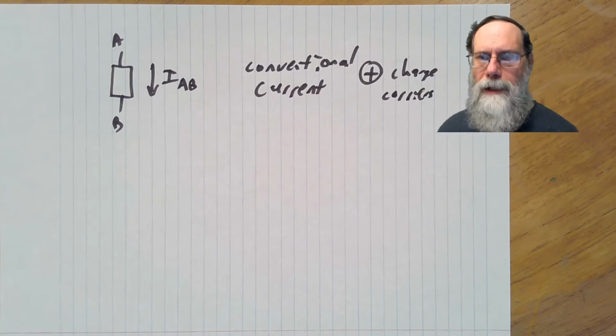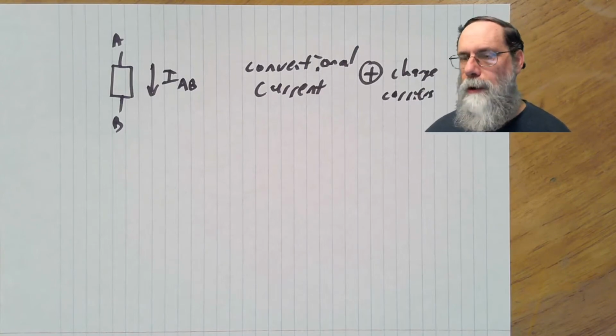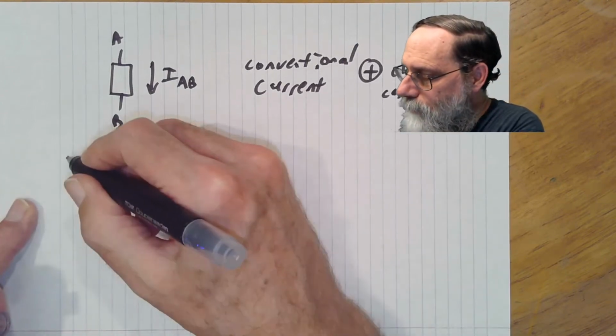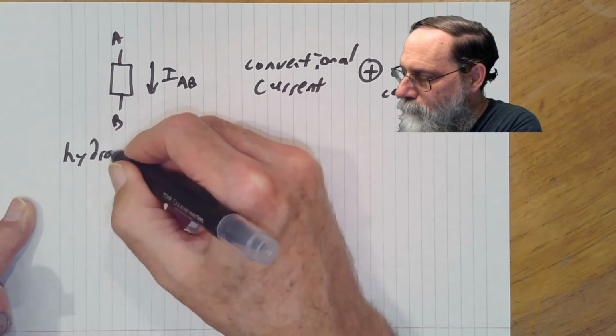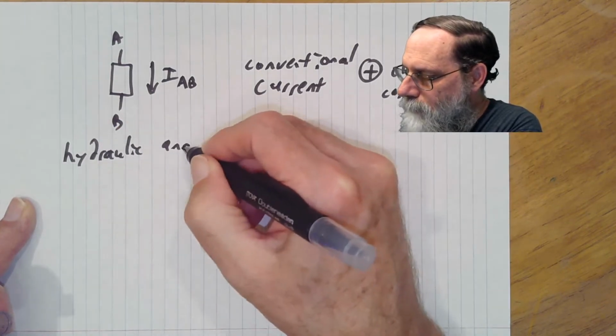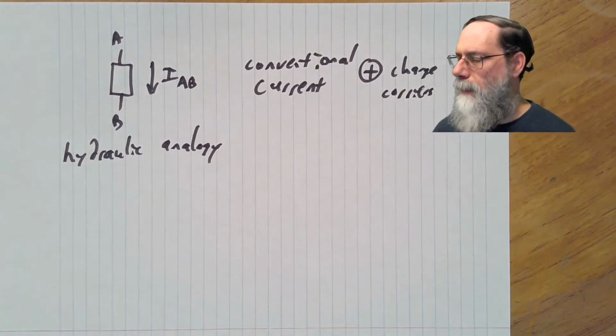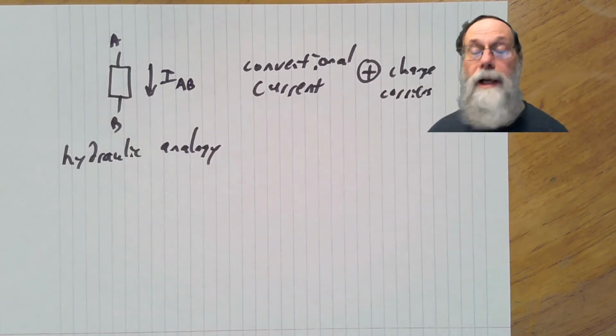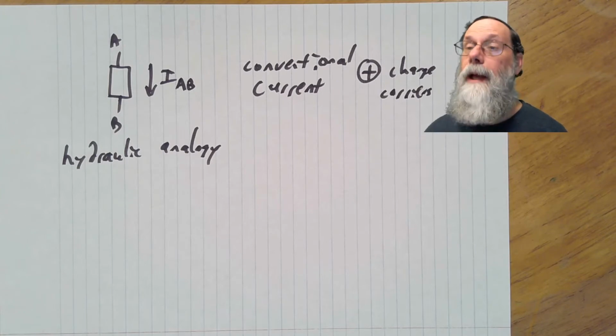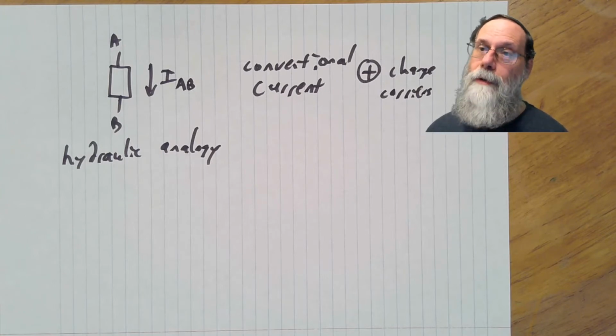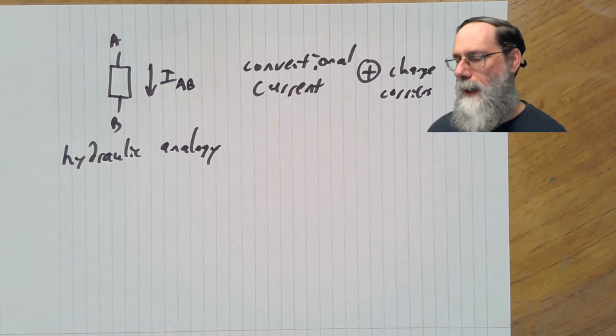There's a useful analogy for current, the hydraulic analogy. And that is to think of these components that we've got here as being like pipes. And current flowing through the component is like water flowing through a pipe.